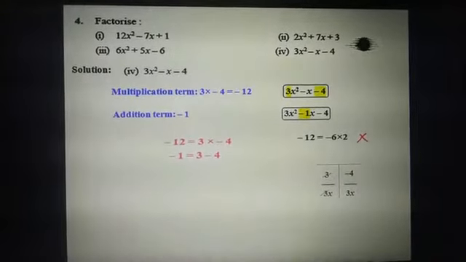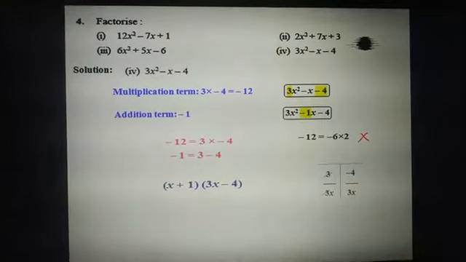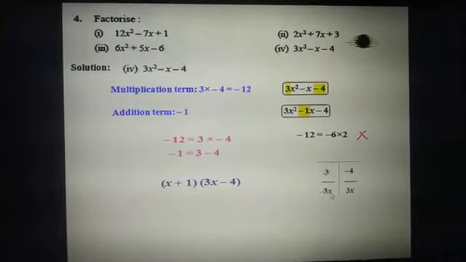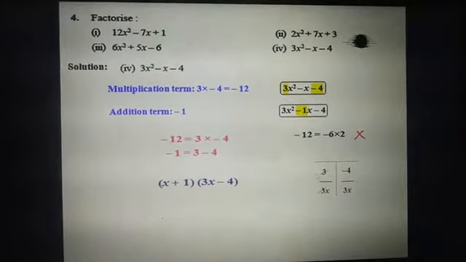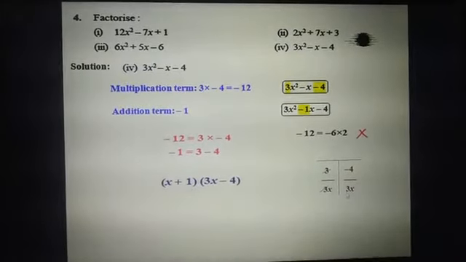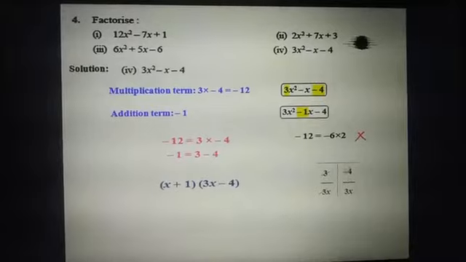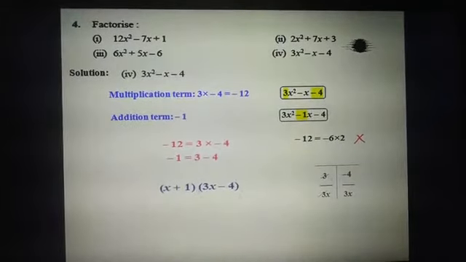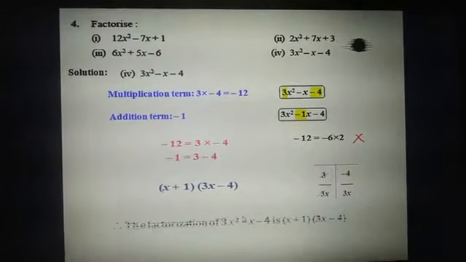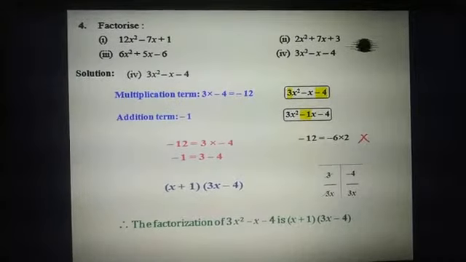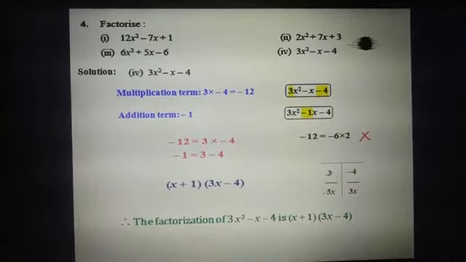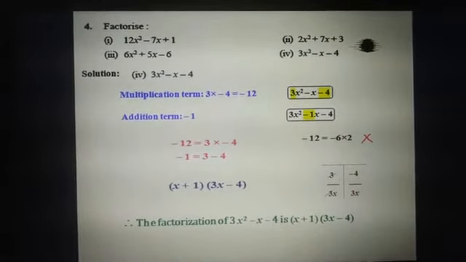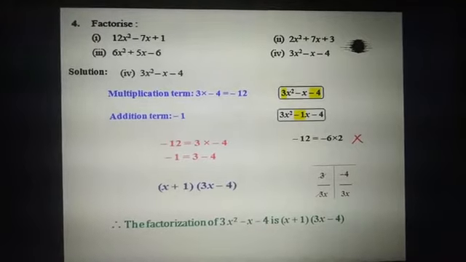So next, how to write the factors? Here x. Here actually 1 plus 1. So x plus 1 is the first factor. Next here 3x minus 4. So 3x minus 4 is the second factor. Therefore, the factorization of 3x squared minus x minus 4 is x plus 1 into 3x minus 4.